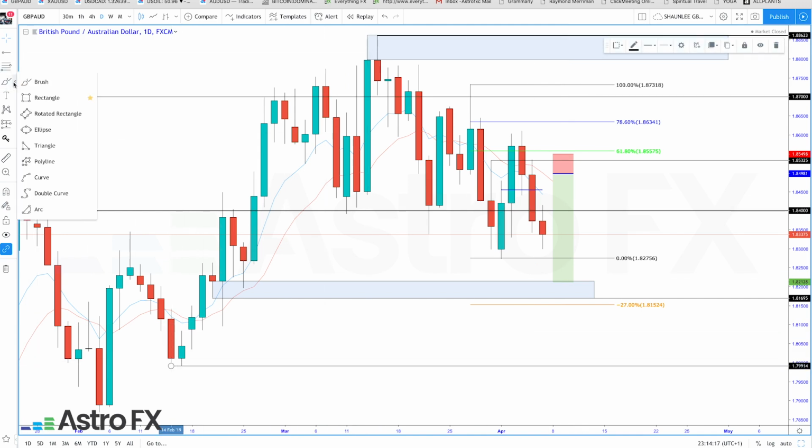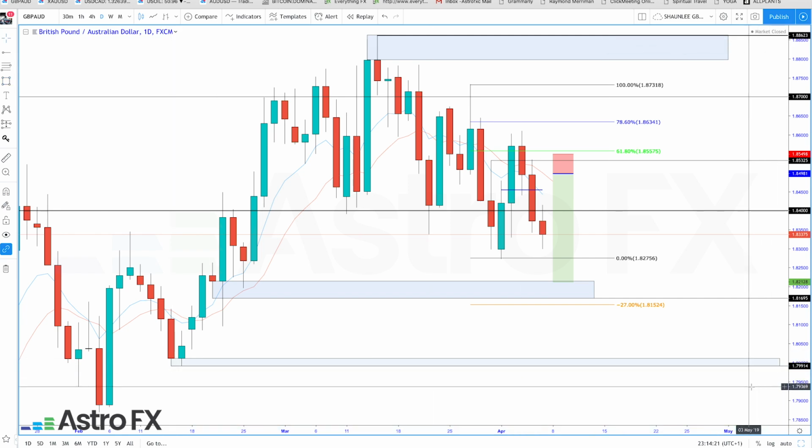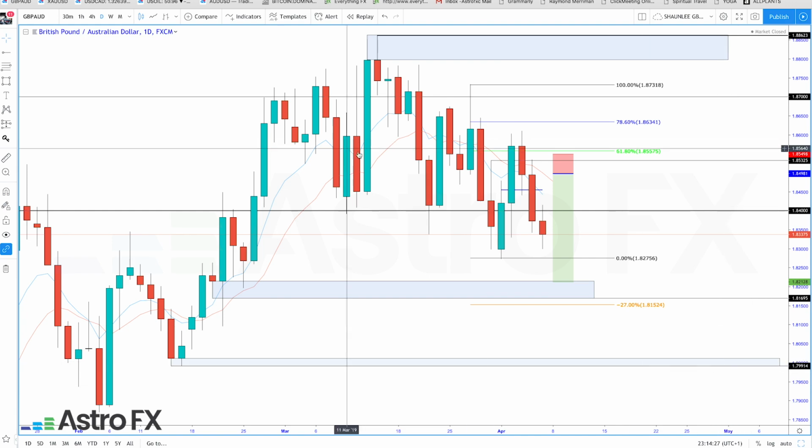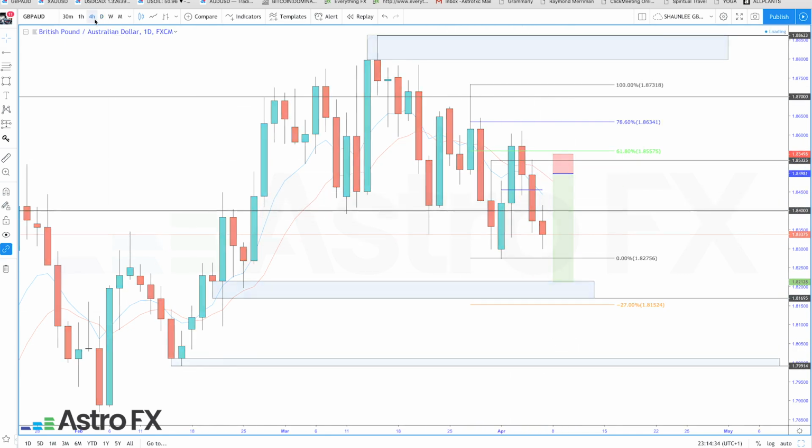Again, I can go in there, rectangle tool, body base, down to the horizontal ray tool, and we could come into 1.8. So now the market has been boom, boom, boom, choppy, choppy, choppy, and I'm just waiting for collapse on GBP AUD.